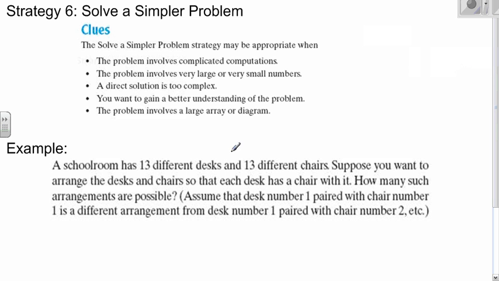So in our example, it would qualify based on these last two. To gain a better understanding of the problem, we can start solving a simpler problem, and it would also be a pretty large diagram if we tried to make a sketch to help us out.